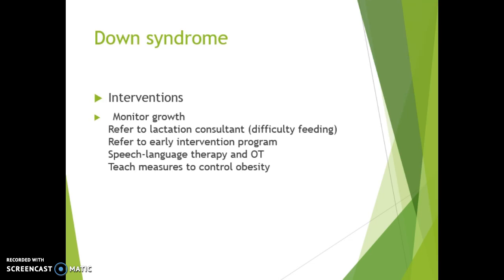So a lot of times, if they really have weight gain problems, they'll have the mother pump her milk, but then give it to the child in a bottle. The baby gets the same nutritional benefits of being breastfed, but gets the calories that they need. And that seems to help sometimes. Just like any other child with any disability, early intervention programs for language and speech and education help. And one of the big things they have to do is control obesity. Down syndrome kids have a propensity to be obese, and that only leads to more problems with their little hearts.